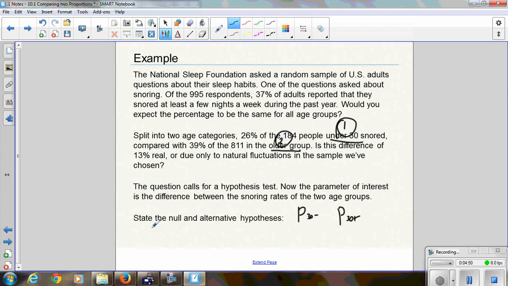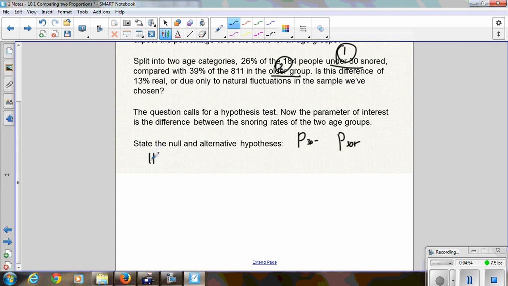My null hypothesis now, and you can write it a couple different ways. The null hypothesis tells us basically that there's no difference between the two groups. I can say that P sub 1 is equal to P sub 2, and we're just looking for a difference. My alternative would then be that P1 is not equal to P2, and that would be the proportion of people who snore in each of the groups. And I apologize for my handwriting. It's really hard for me to write on my slate at home.